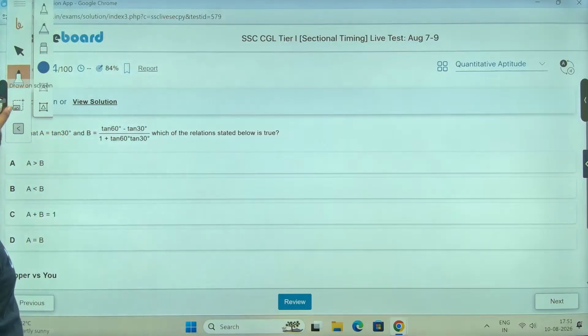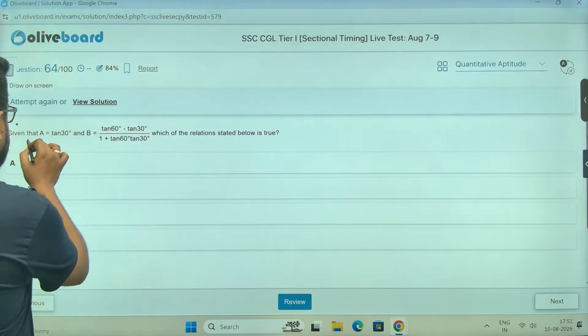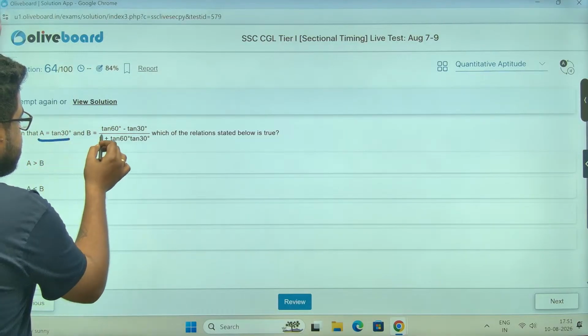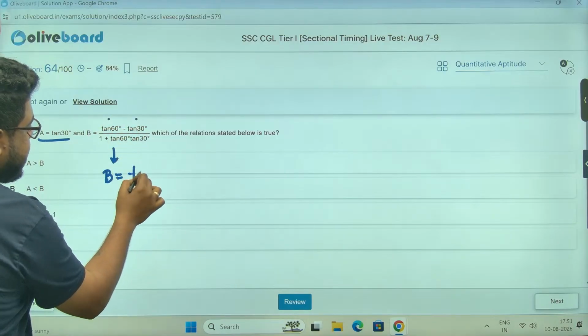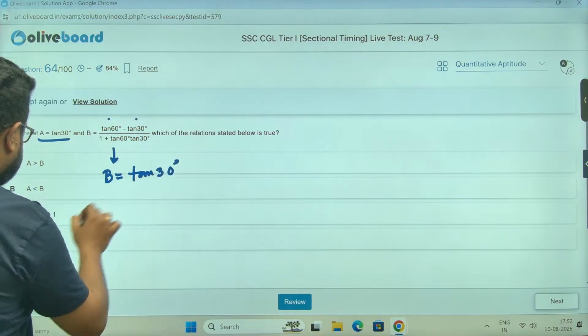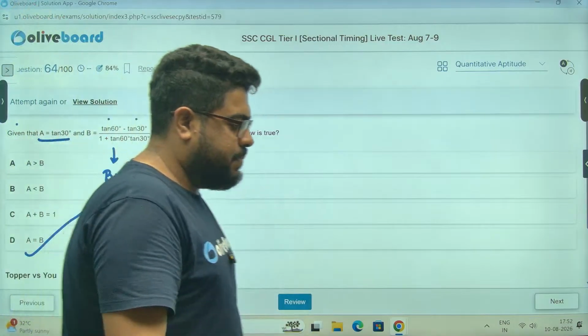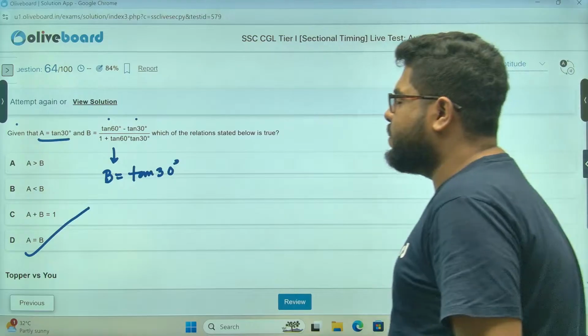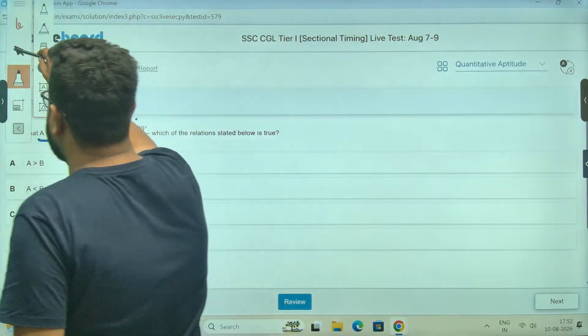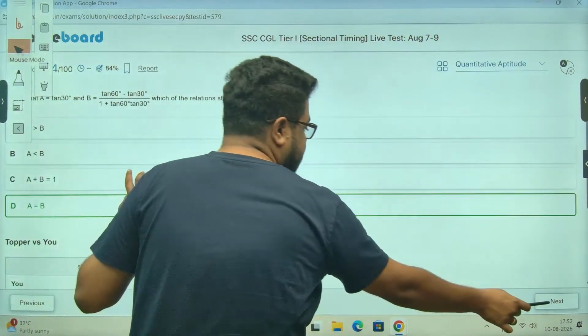Both are 15%, meaning the third one must also be 15%. That's the only way. Tan A, where A is tan 30, and B is also tan 30. Tan A minus tan B by 1 plus tan A tan B, so the relation is A equal to B. Option D is the answer, which is A equal to B. Both are equal to tan 30. They wanted to check whether you know the tan(A minus B) formula.